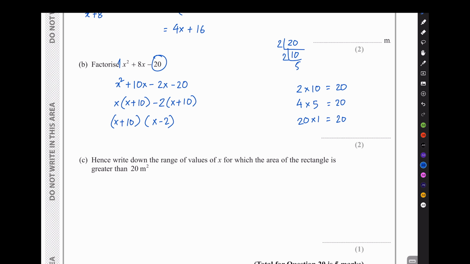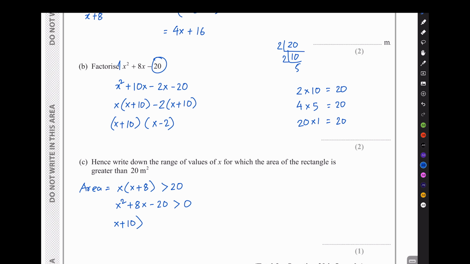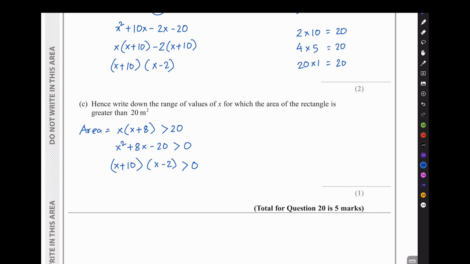Hence, write down the range of values of x for which the area of the rectangle is greater than 20. Okay, so the area is basically the length multiplied by, sorry, the width multiplied by the length. And the area should be greater than 20. Okay. So x squared plus 8x minus 20 should be greater than 0. So I already factorized this thing, which is x plus 10 and x minus 2. And these should be greater than 0, the entire thing. So this is basically a quadratic inequality. I hope you know how to solve it. And the best way to solve a quadratic inequality is by drawing a graph. Okay, always draw a graph.